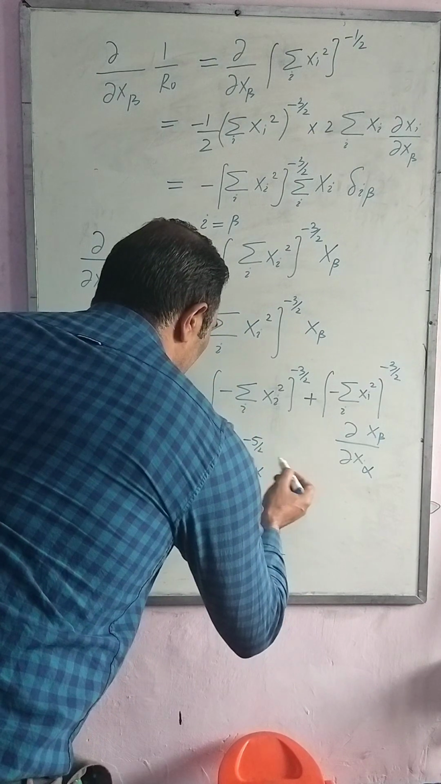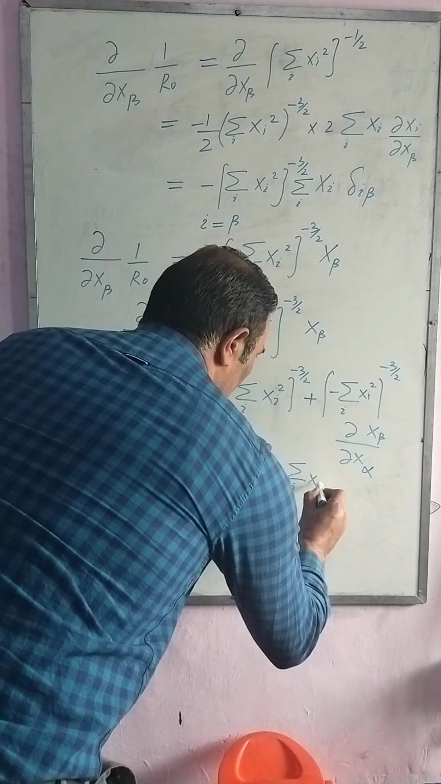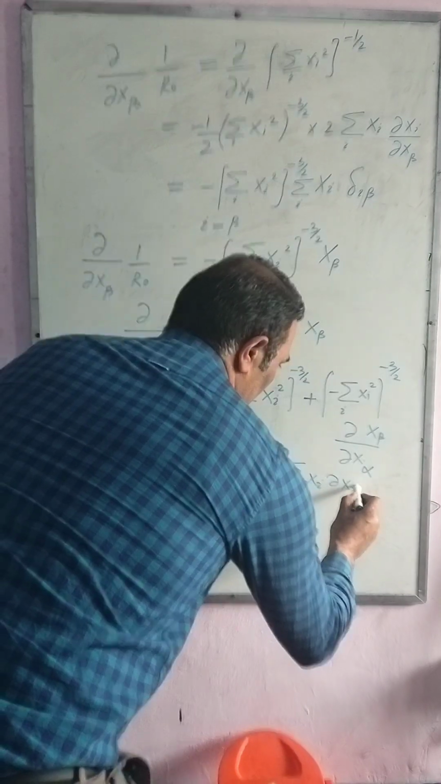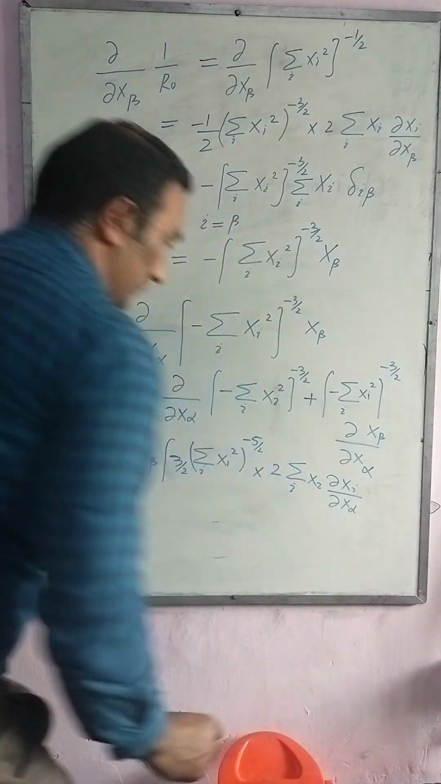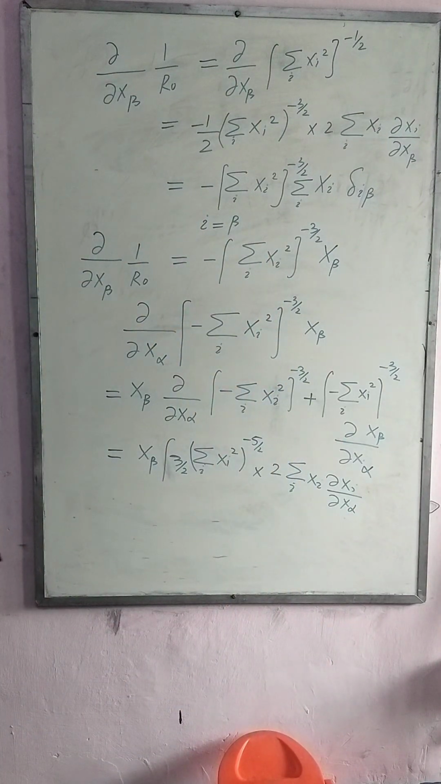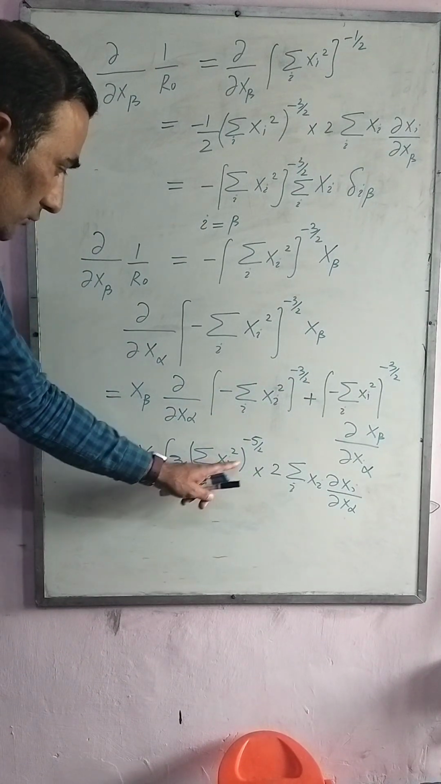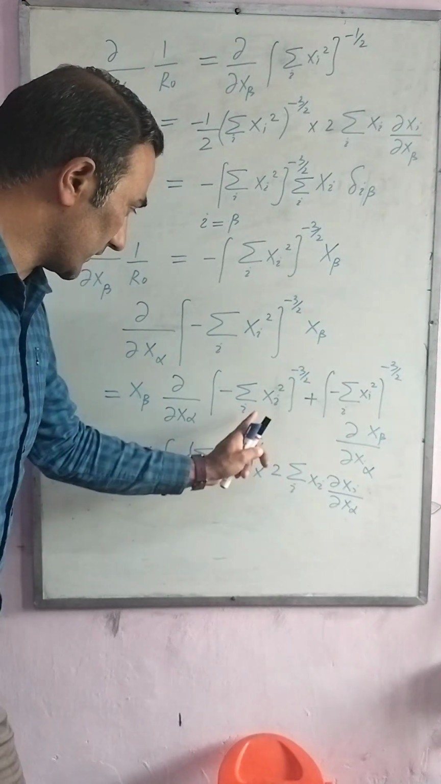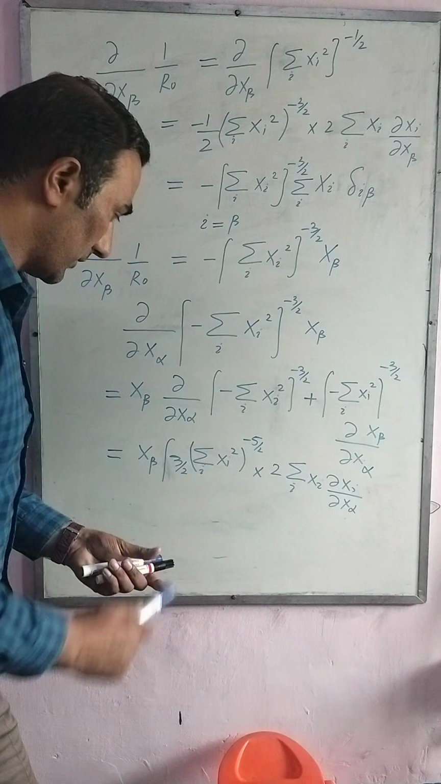and this will be twice summation over i xi partial xi partial x, right. So what I did: first when you differentiate this minus 3 by 2 summation over i xi square raised power minus 5 by 2. So let's now differentiate this term. So this is twice xi, then partial xi by partial x, and x beta is multiplied.